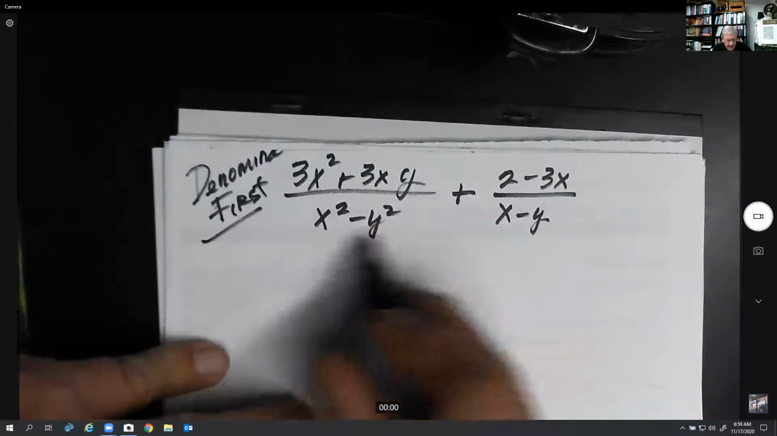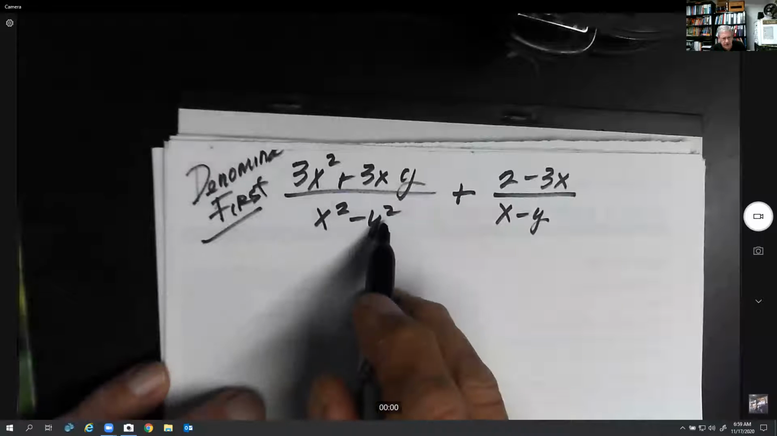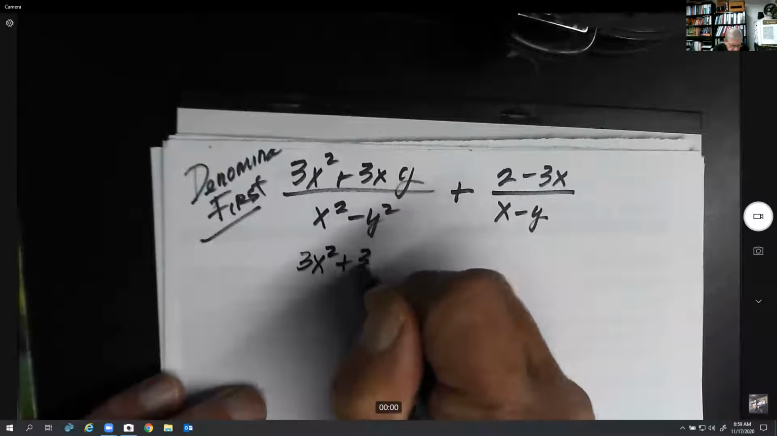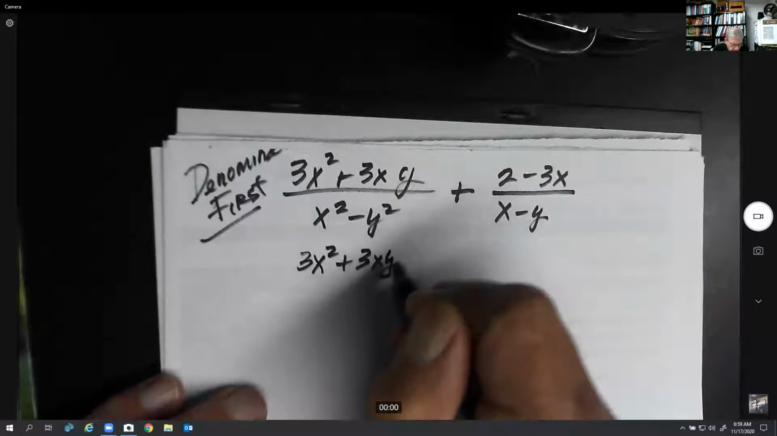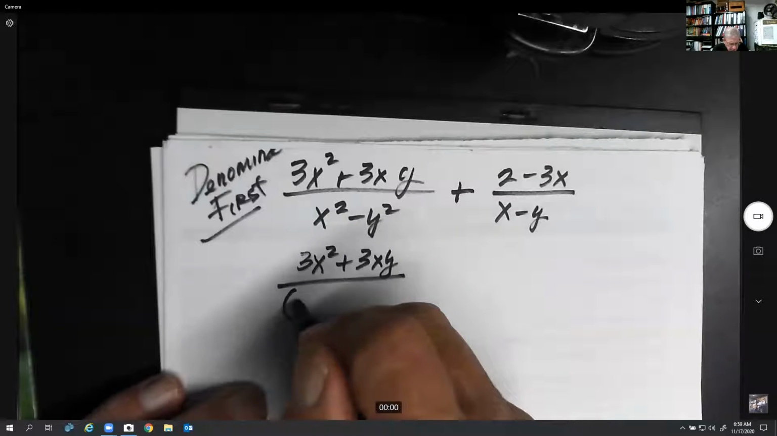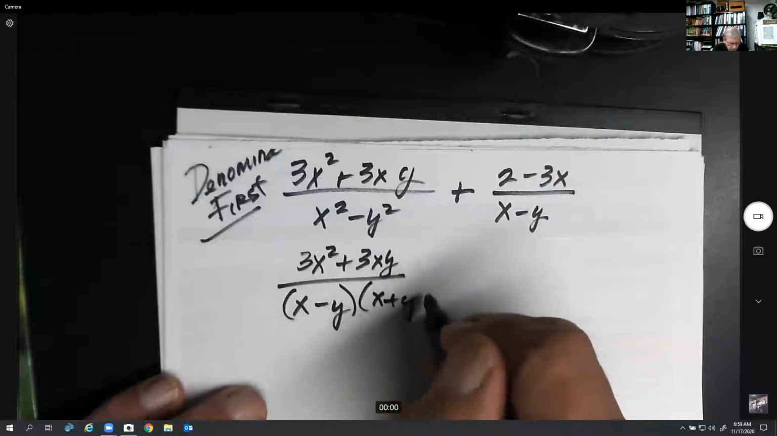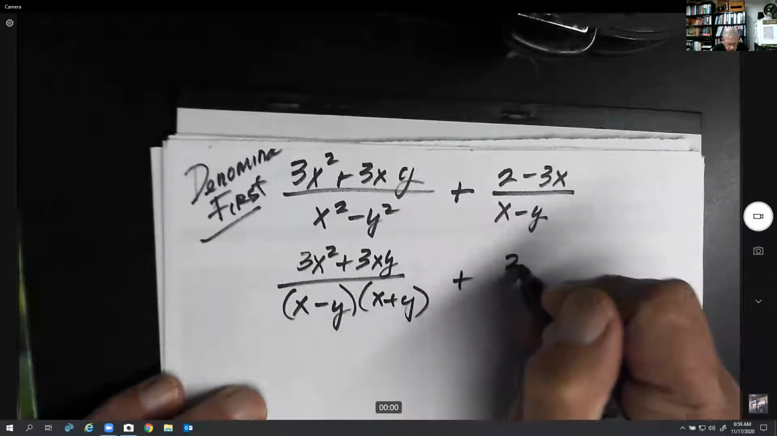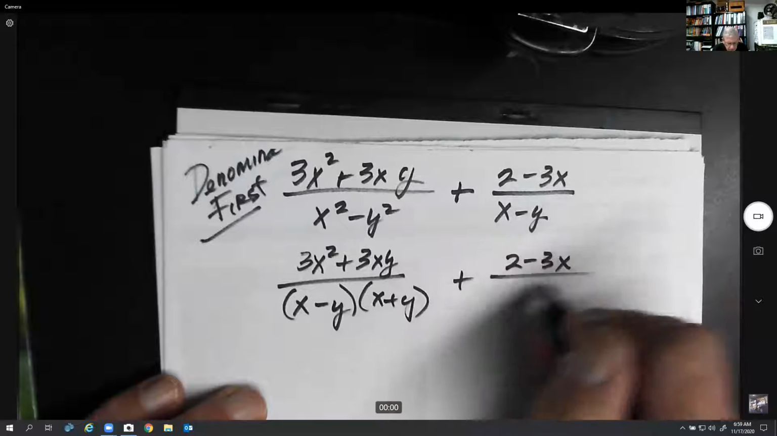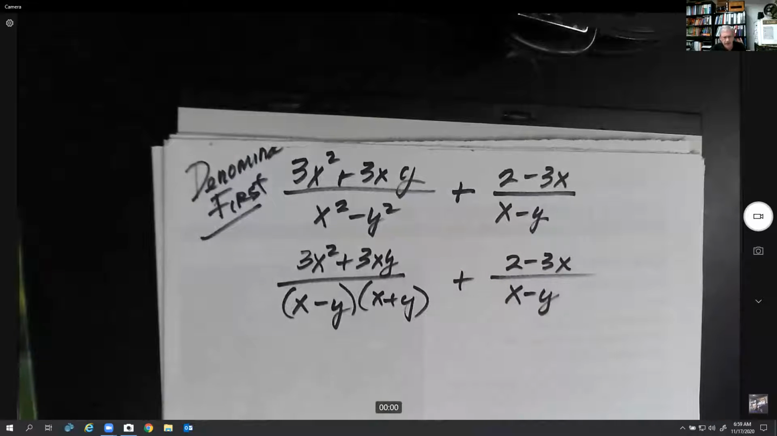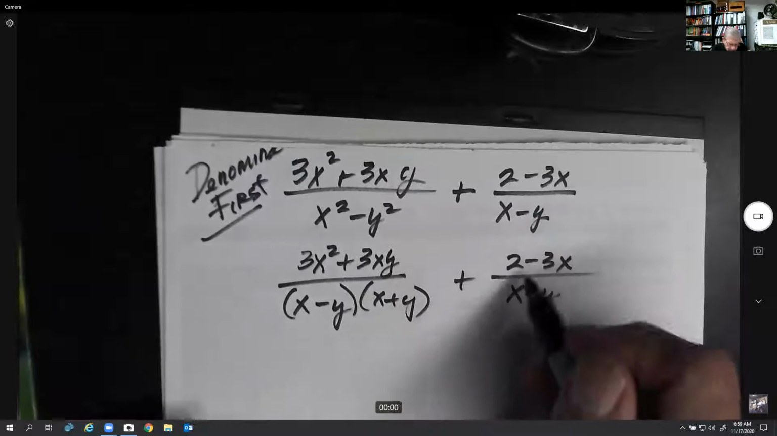Concentrate on that denominator. So let's factor this out, x squared minus y squared. Fortunately on these problems, there's a lot of writing. So we're going to factor this down, and we're going to factor this one down. Okay, it's unfactorable. Okay, so now I have this thing factored.